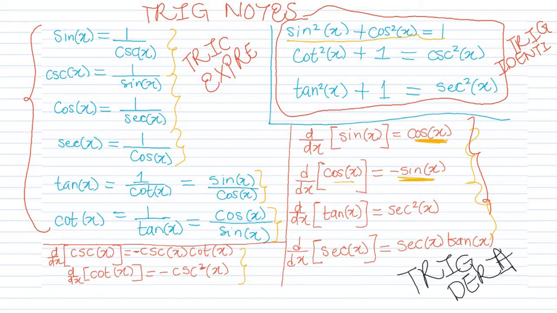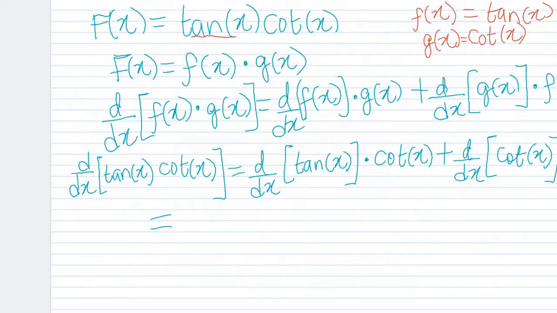Now that we know that this is what we have, they said we should find the derivative of tan x. We know the derivative of tan x to be, if we look here, secant square x.